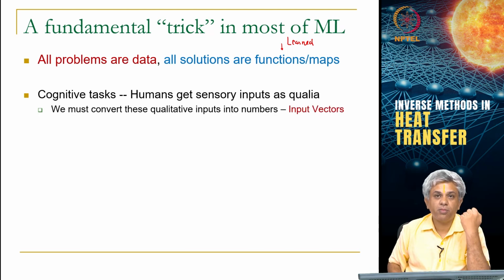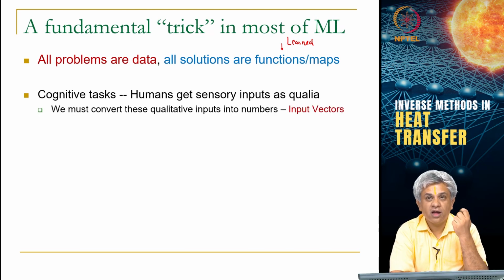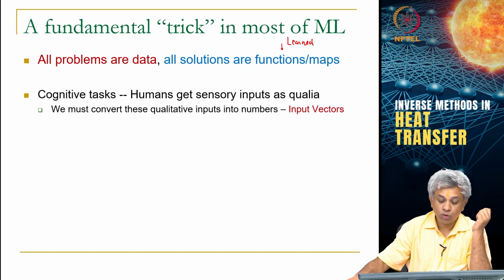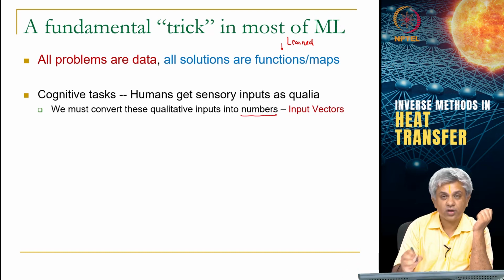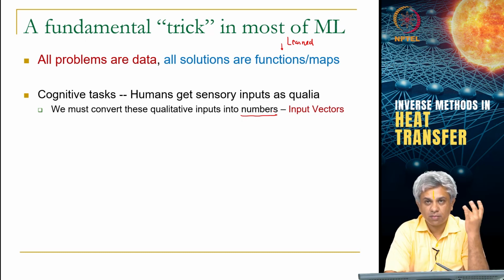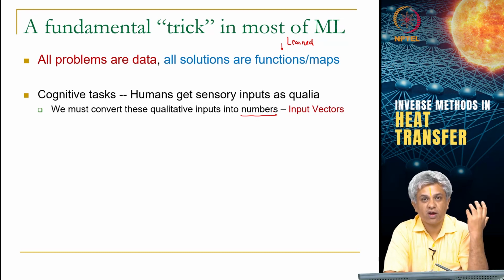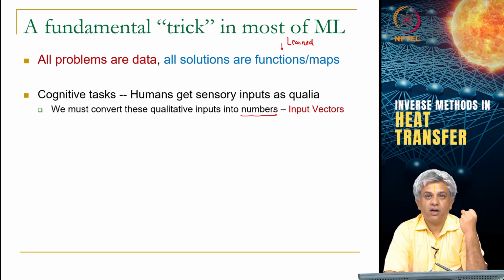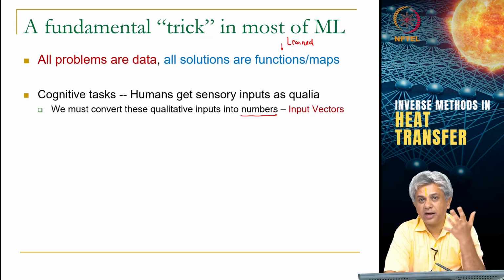This thing that human beings get as input, qualia, has to be converted into a language that the machine understands. So this input is converted into numbers. That is the first trick that happens within machine learning. Now this trick is really not required in most inverse problems. In most inverse problems we generally deal directly with numbers, especially the things that I gave you so far. I was asking you, if the temperatures are this and this, then what is the heat flux? So here we are directly dealing with numbers.